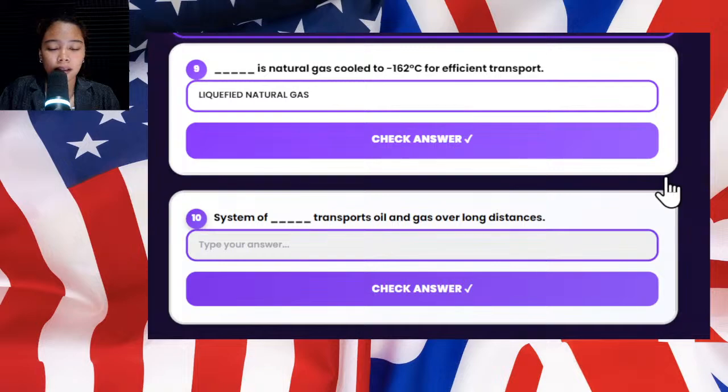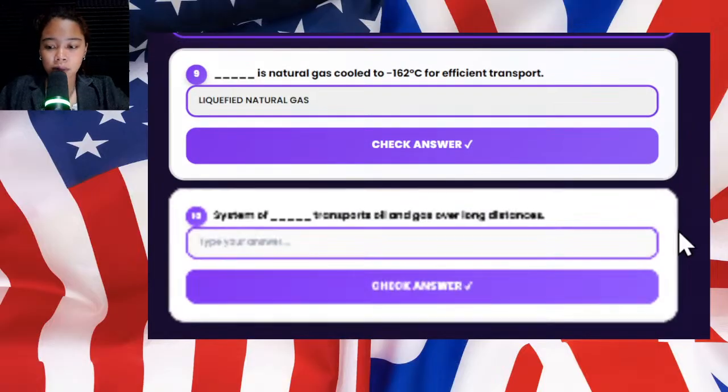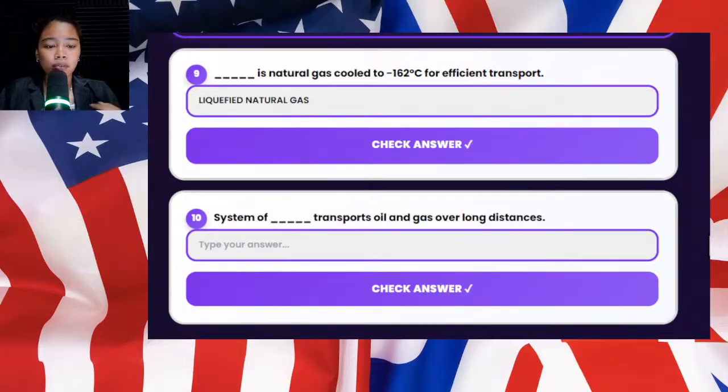Liquefied, spelling is L-I-Q-U-E-F-I-E-D. The natural gas. So basically, liquefied natural gas or LNG is a natural gas cooled to negative 162 degrees Celsius for efficient transport. So that is correct. LNG or liquefied natural gas is a natural gas, of course, that has been cooled to an extremely low temperature, which is negative 162 degrees Celsius or negative 260 degrees Fahrenheit.